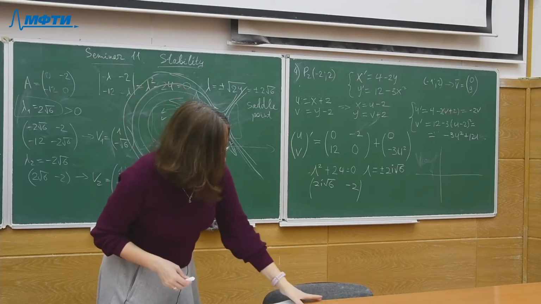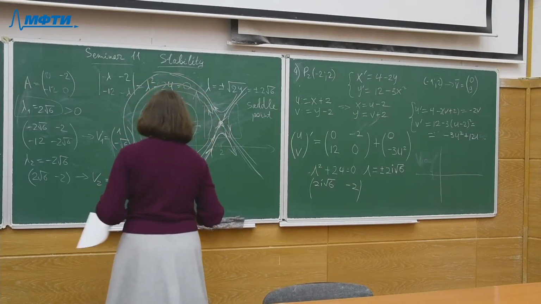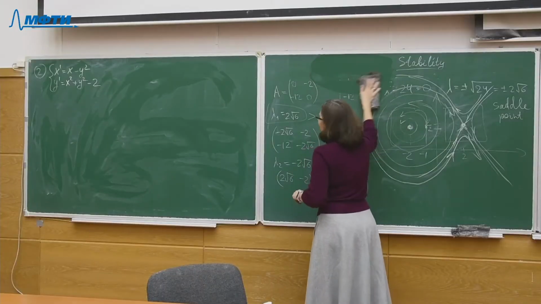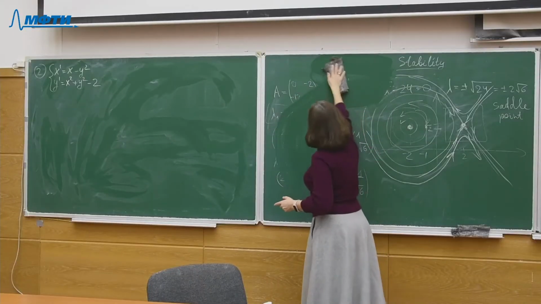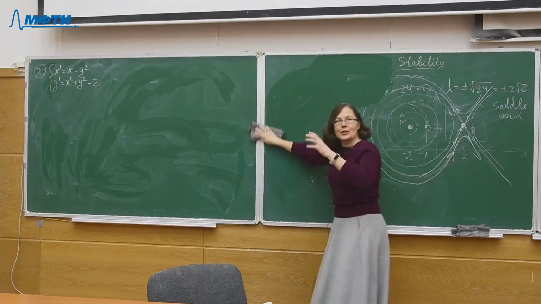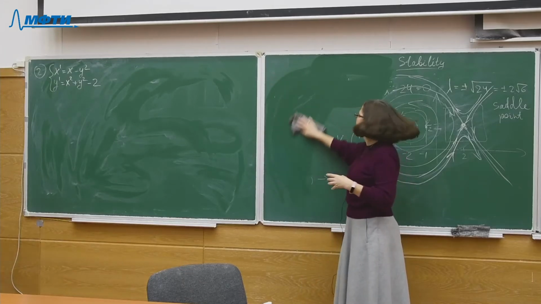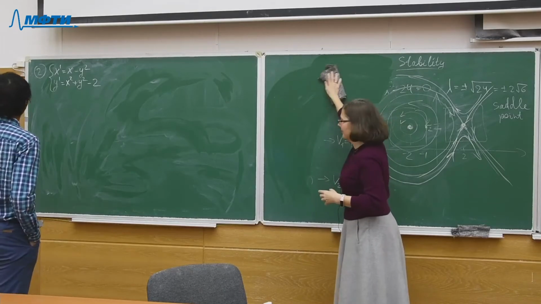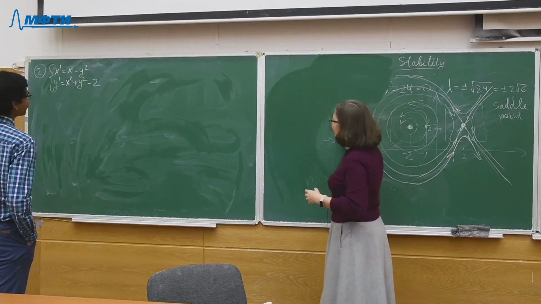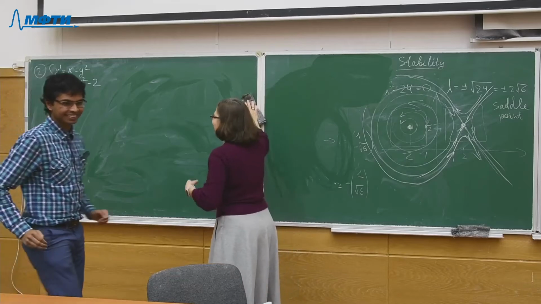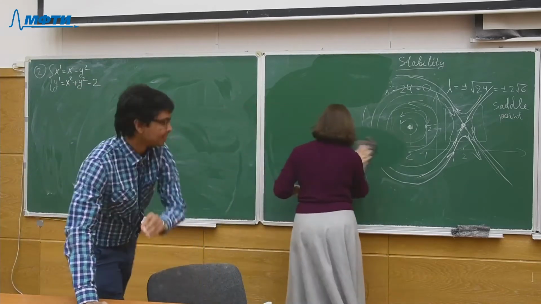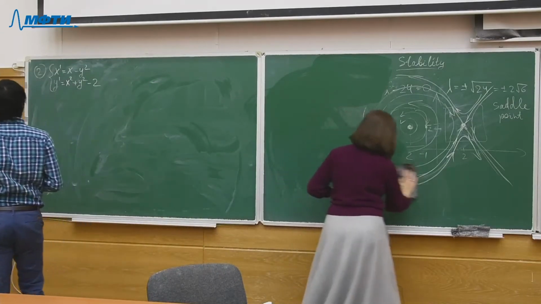Let's continue. So first find critical points, then move each of the points to the origin, linearize the system near the origin. So equate the right-hand parts to 0 and try to find critical points first.